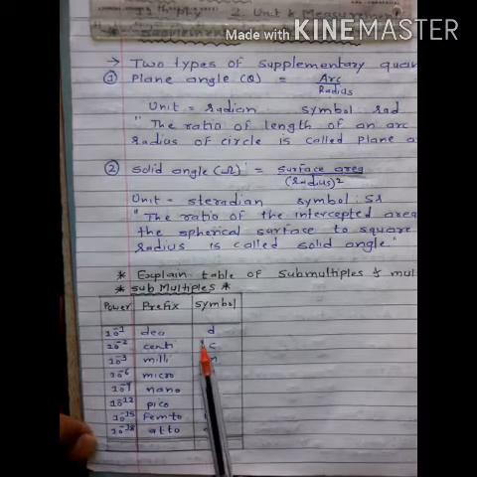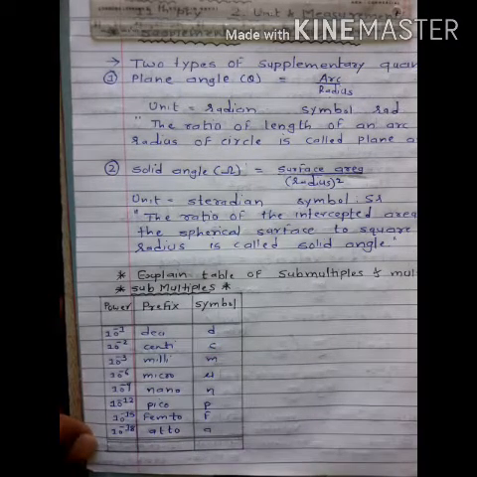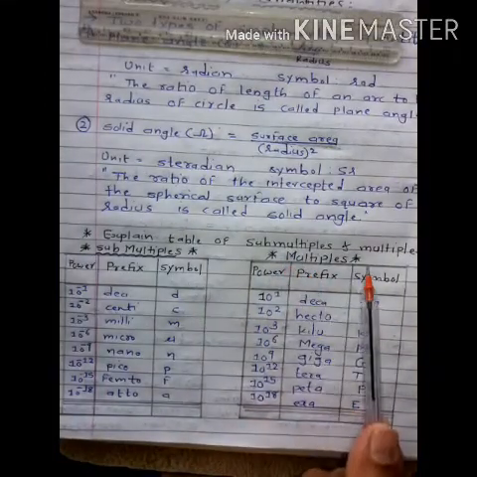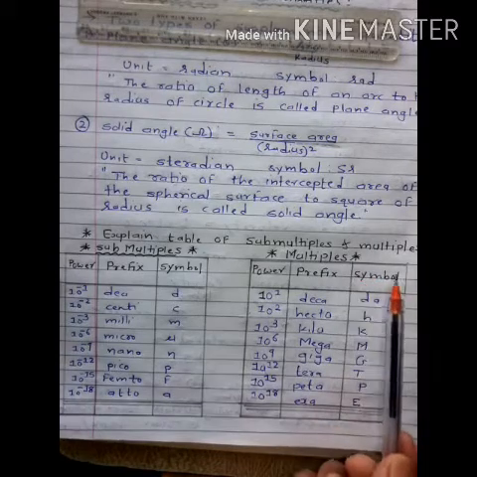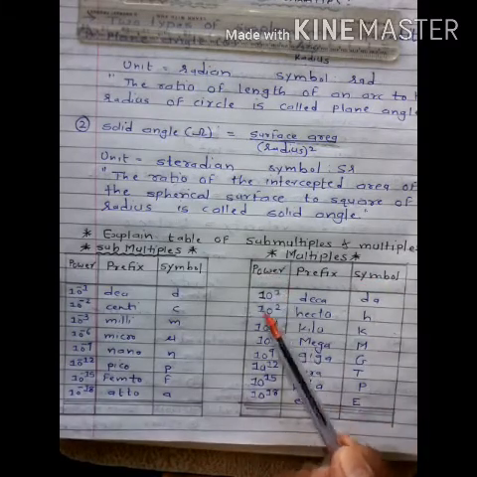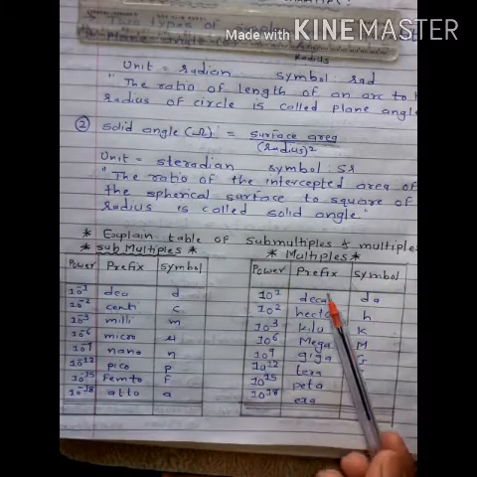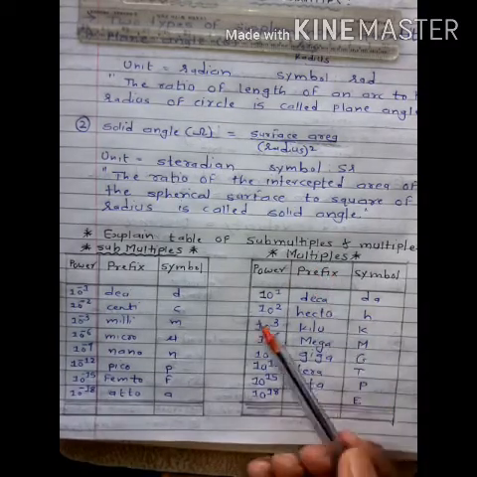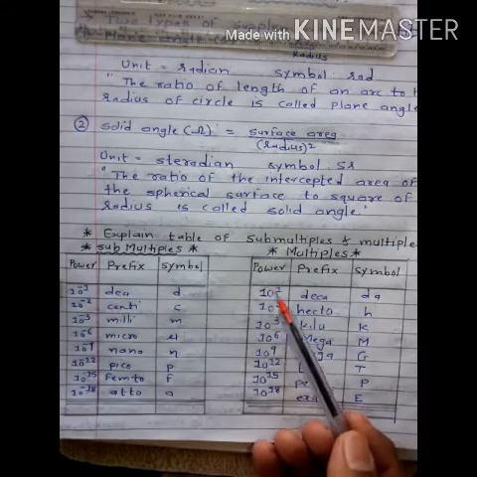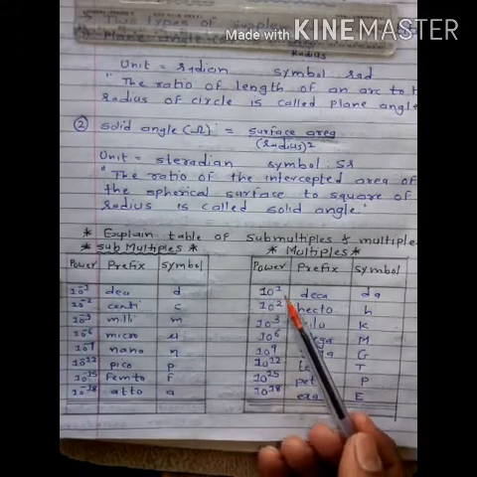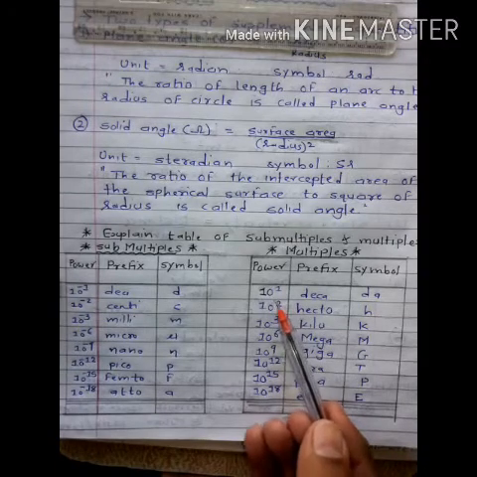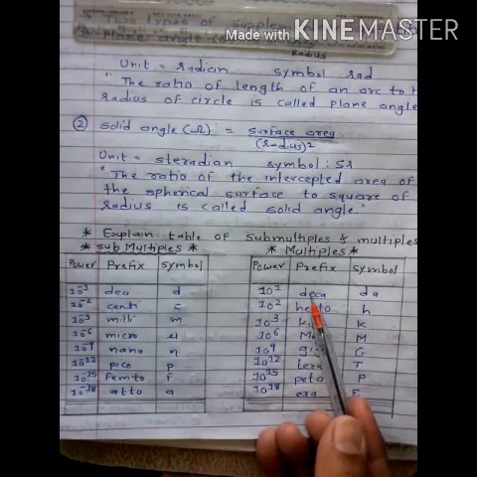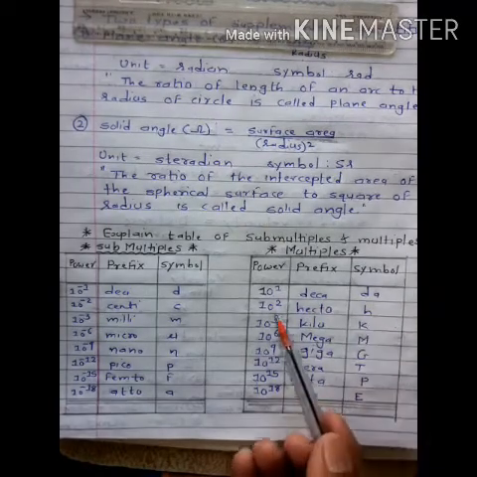Now here we are going to explain the table of multiples. Next table, table of multiples. Here we have similar three columns, power, prefix and symbol. But in the table of multiples we use positive power, meaning the power of 10 is positive. Here we have the first value 10 to the power 1. It is known as deca, symbol DA.